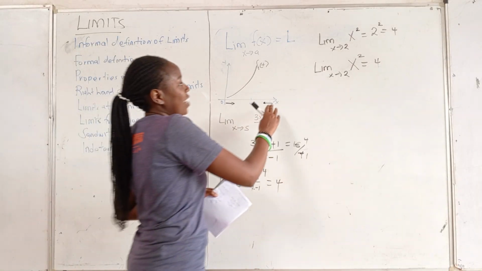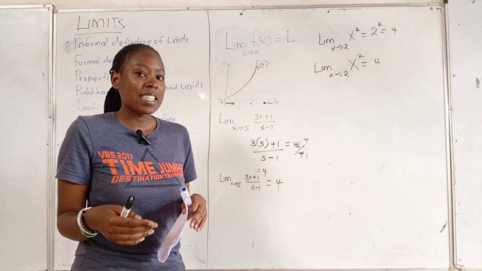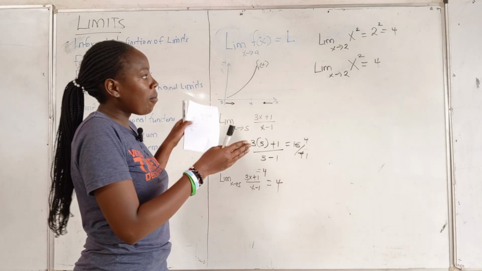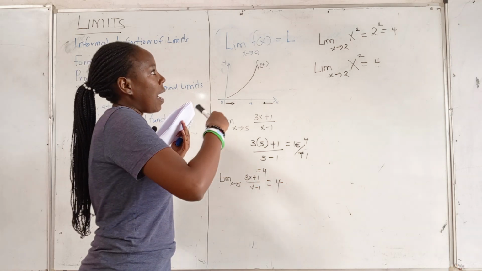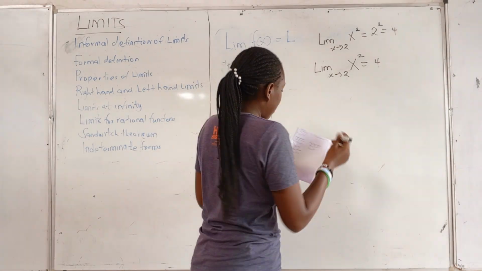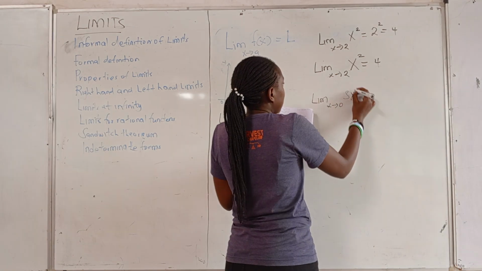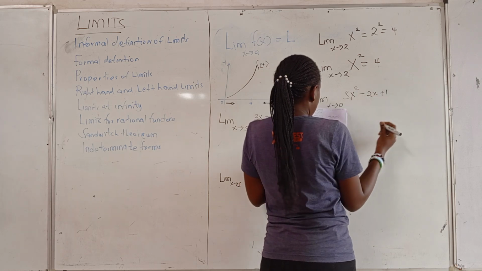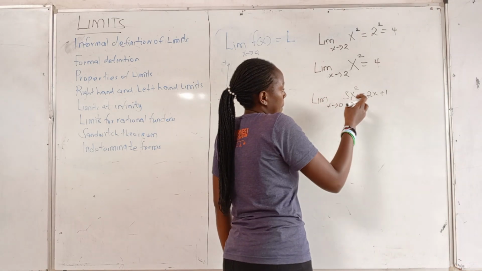Okay, so this is actually for the informal definition of a limit. What you'll realize as we move on is that the informal definition is used to get the limit, but the formal one is used to prove the limit. So yeah, the third and last example is the limit as x approaches 0 of 3x squared minus 2x plus 1. So just like we did in the previous one, we just replace x with 0.